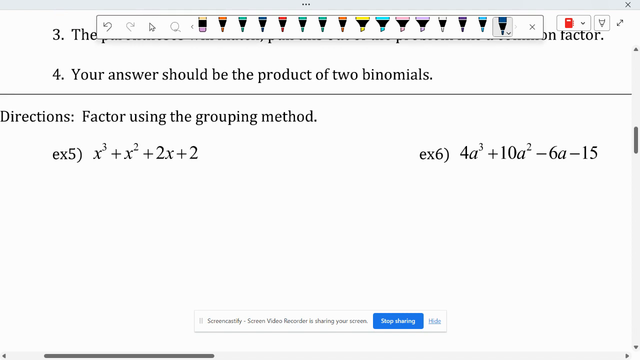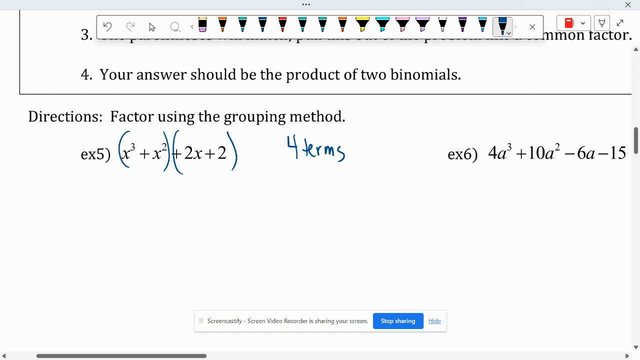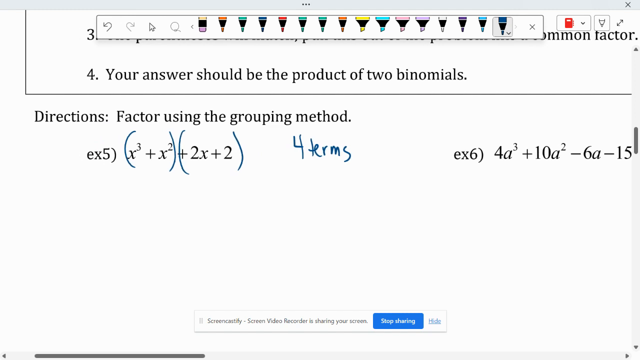So when I look at my first example, I have x cubed plus x squared plus 2x plus 2. So I have 4 terms. So that means that I have to group them. I have to create 2 groupings. So you're just looking for a GCF for each grouping. So what is something that I can take out of my first?